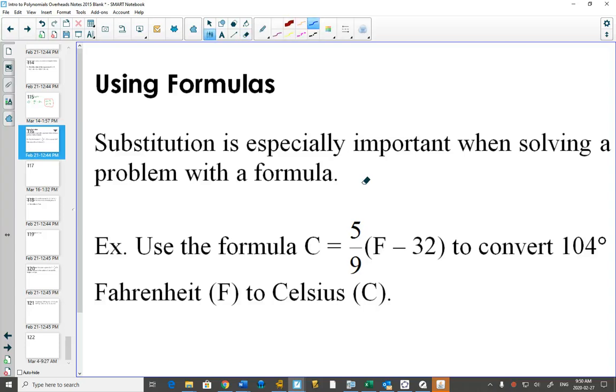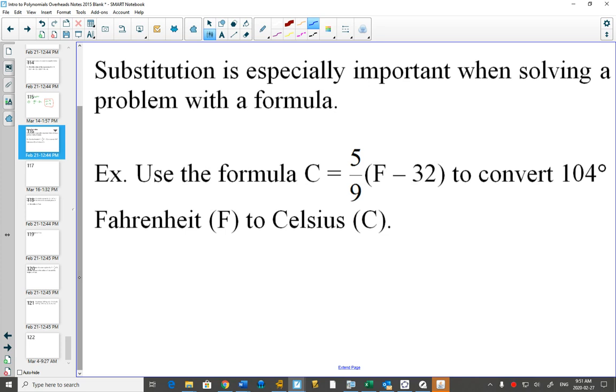So what we did yesterday was practice substitution. And substitution is especially important here when you have a formula. So here's a formula we used in first semester, changing from Celsius to Fahrenheit. It says use the formula Celsius equals 5/9 Fahrenheit minus 32 to convert 104 Fahrenheit to Celsius.